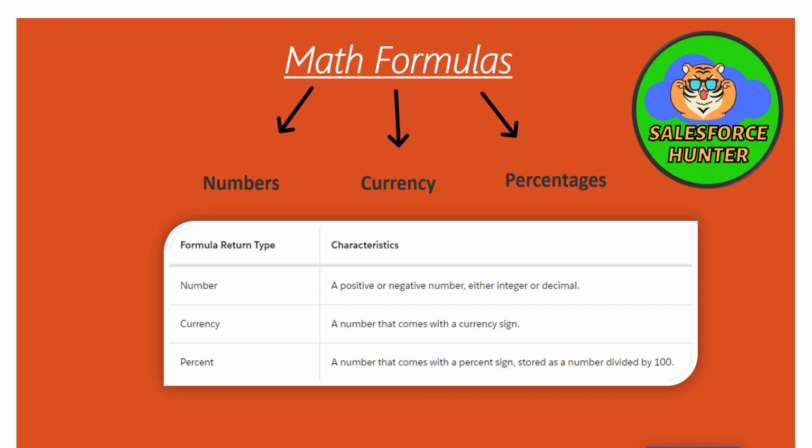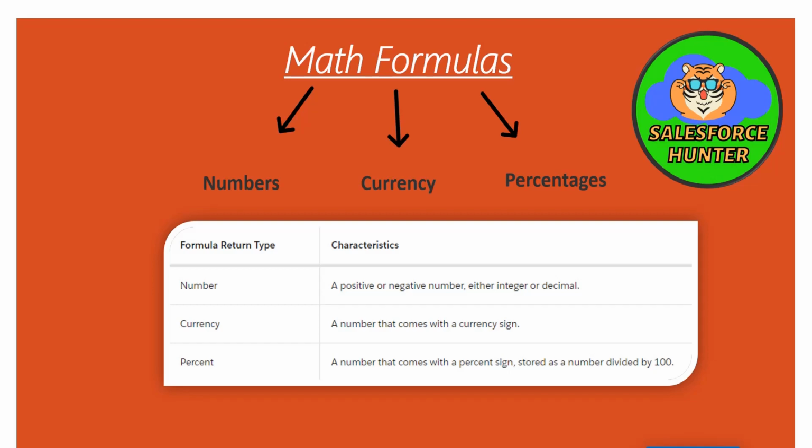Now let's understand what is number, currency and percent. Though all of you know, let's take a look at it. First, number is any positive or negative number, either integer or a decimal. That's simple. Currency is basically a number that comes with a currency sign, and in your org you can change the currency sign. Either you want a dollar or a rupee or a euro, whatever you want, you can change by going to the company setting.